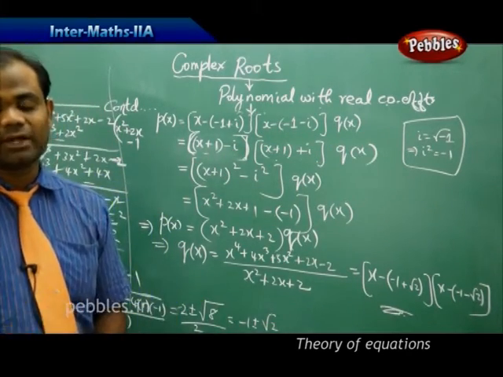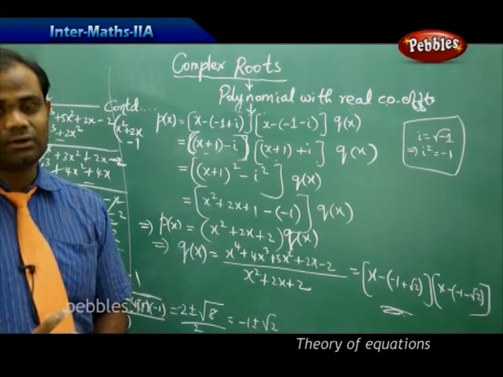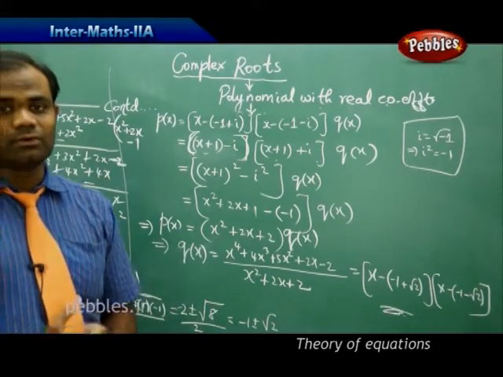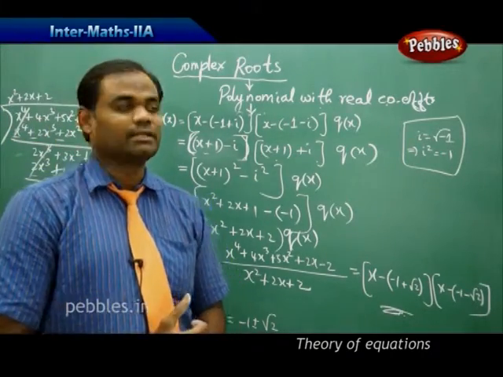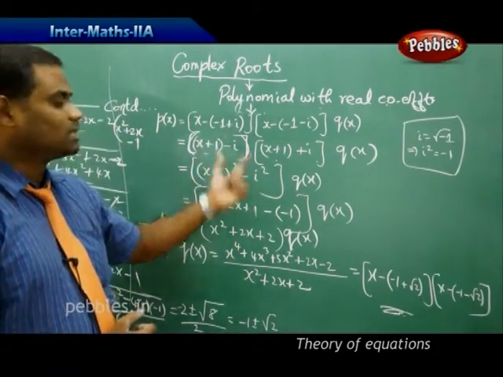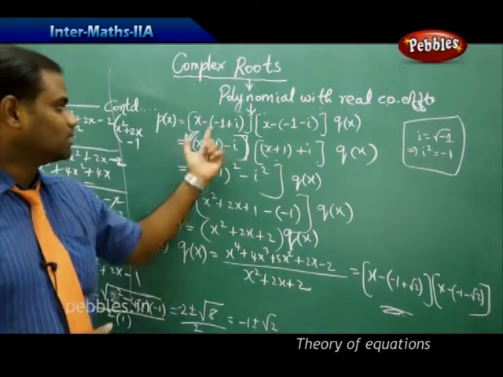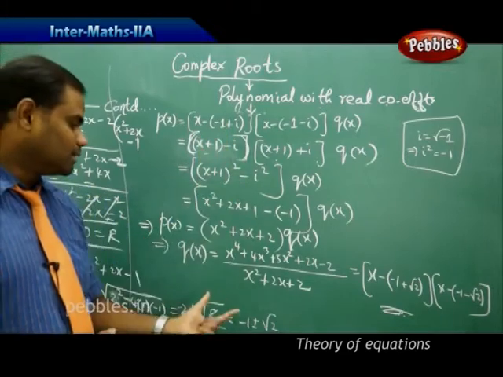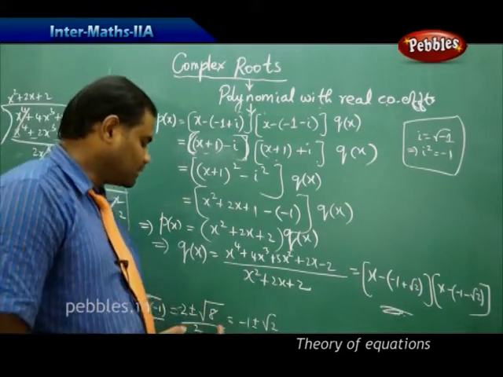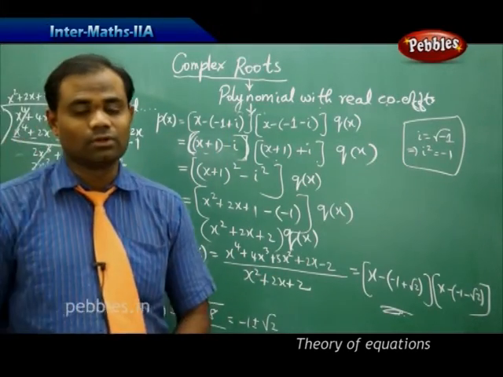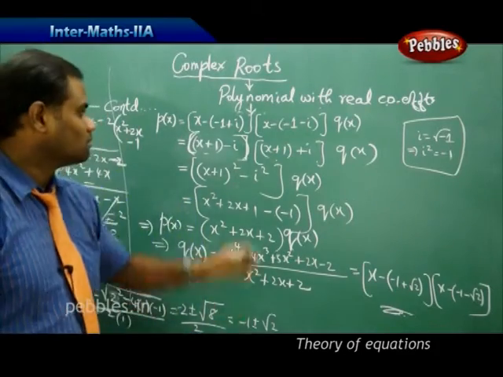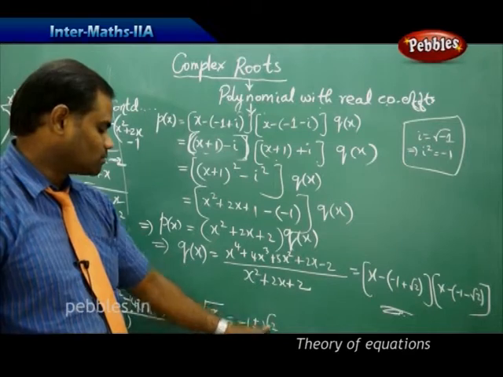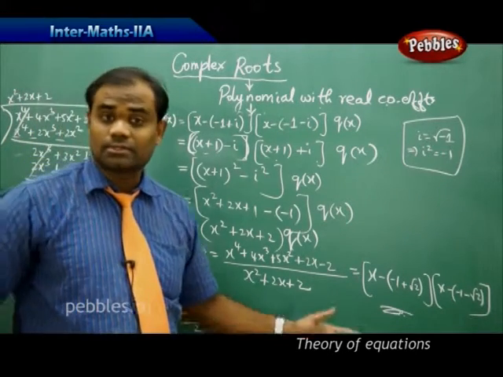So this is how we find the 4 roots of the given polynomial of degree 4 using only one of the given roots, that is minus 1 plus i. I get the other root, which is the complex conjugate of this, and then we find q of x, and then we finally get the two roots. On the whole, there are four roots: minus 1 plus i, minus 1 minus i, minus 1 plus root 2, minus 1 minus root 2.